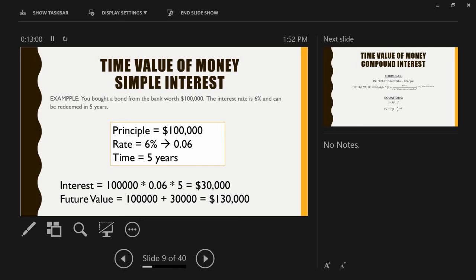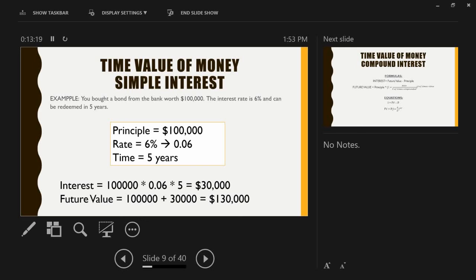Now that's a little bit of an amount of money. Okay, you only increased it by $30,000. That's only like what, $6,000 a year.